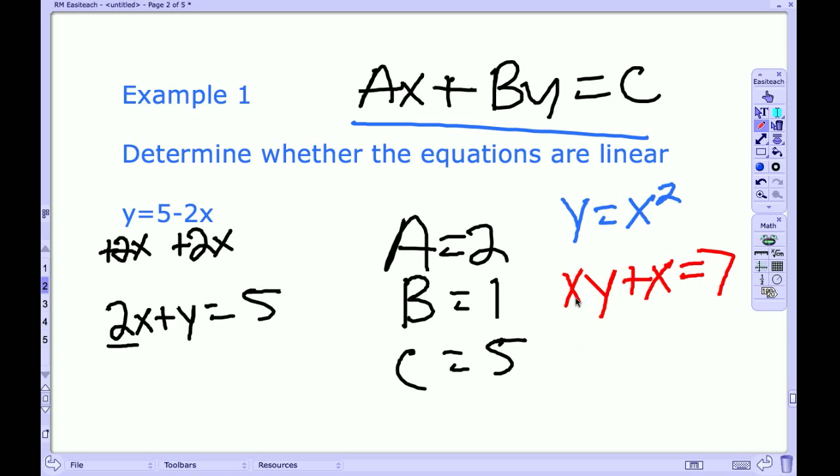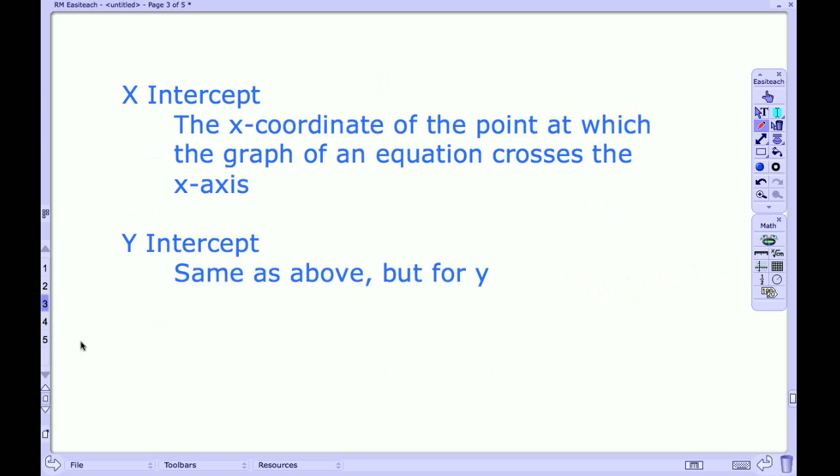This one is not linear because I have to have coefficients on the variables by themselves. They can't be x times y in this case. So this is not even a function, but we're going to talk more about that in the next couple of sections. But this is not linear. So if you see one like this, and it says is it linear, it is not linear because I cannot define what a, b, and c are in this case. I can't just rewrite it that way. All right, so let's go on to the next slide here.